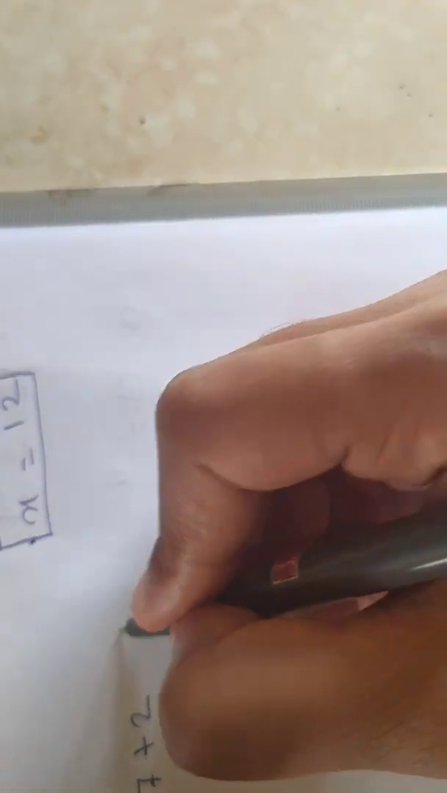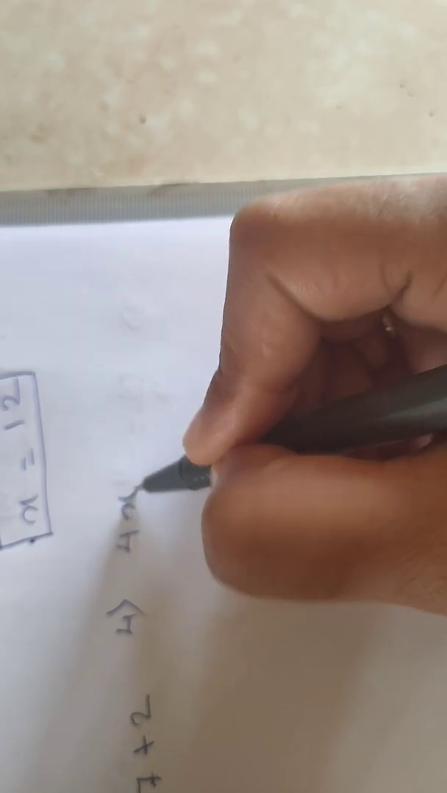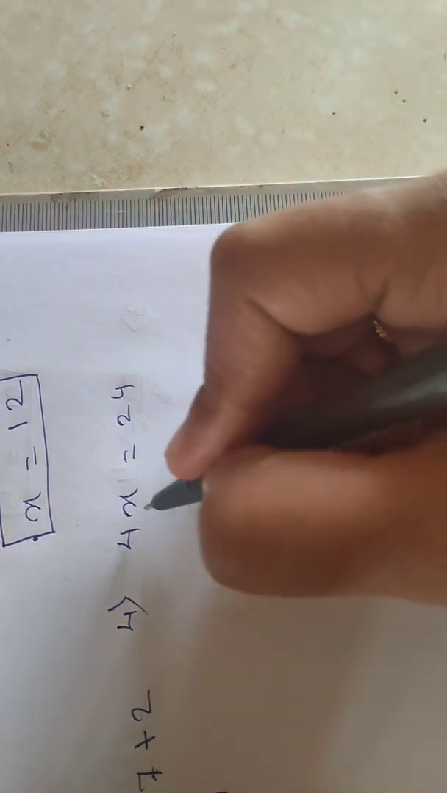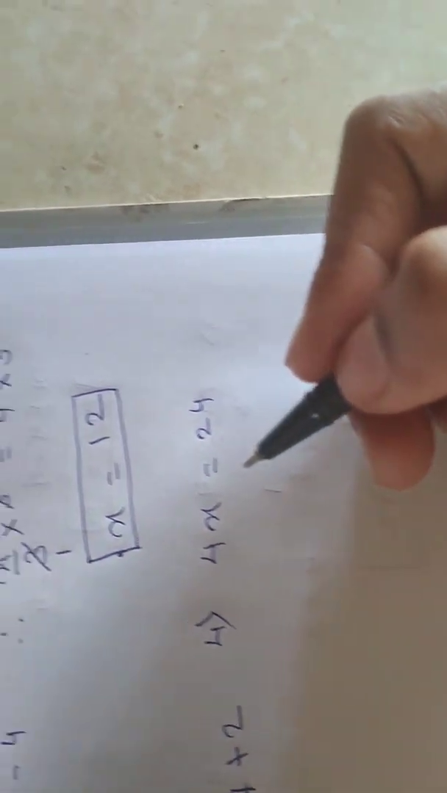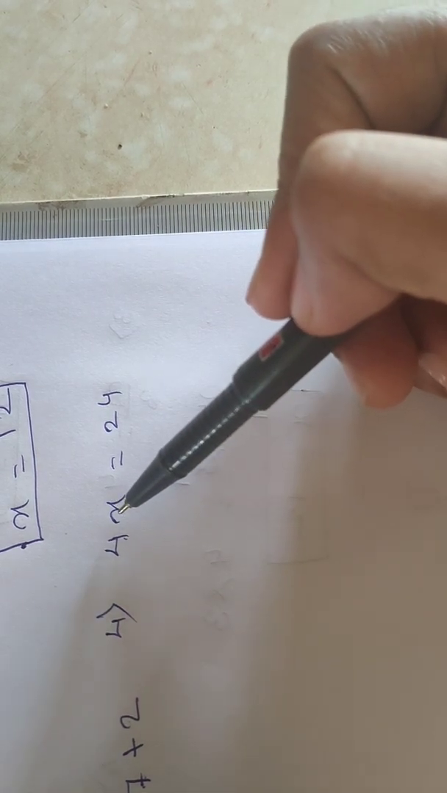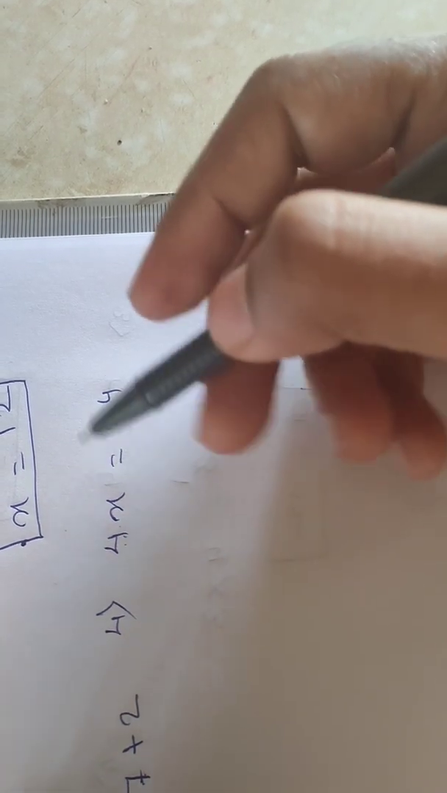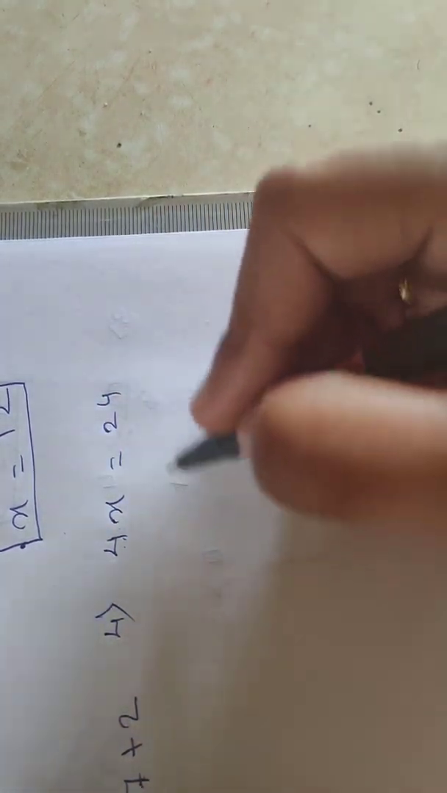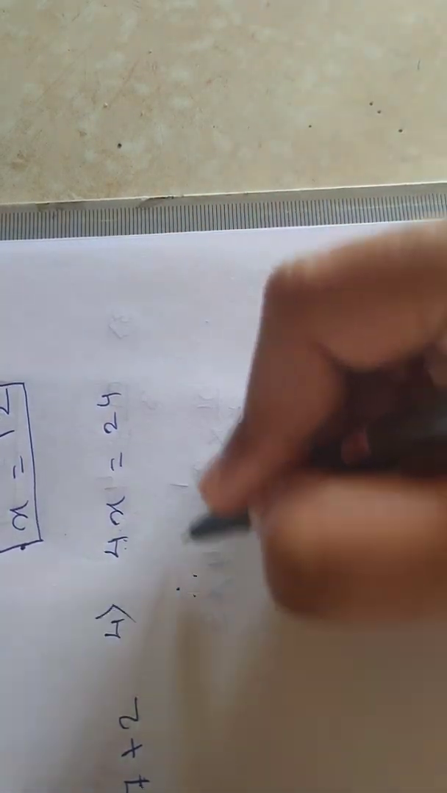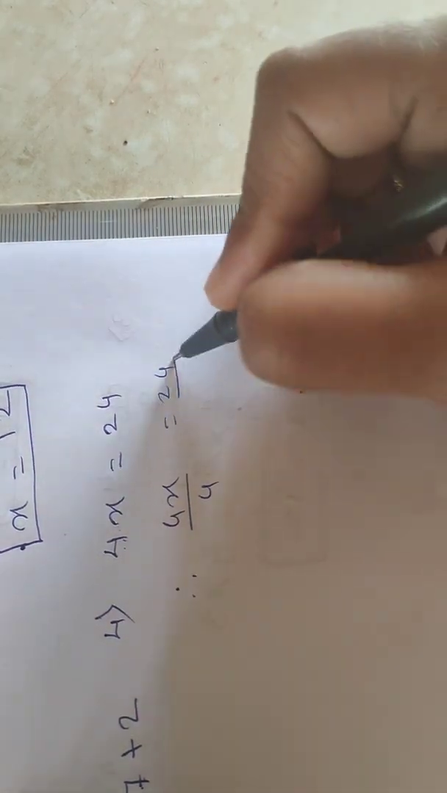Fourth example. 4x is equal to 24. Now, in the previous example, we had 3 in the denominator, in the division part. Now, here we have 4 in the numerator, in the multiplication part. 4x means what? 4 multiplied by x, isn't it? So, what will we do to remove 4? We will use upon 4 for the left side and the right side also. Therefore, 4x is equal to 24 will remain as it is. Divide by 4, divide by 4.